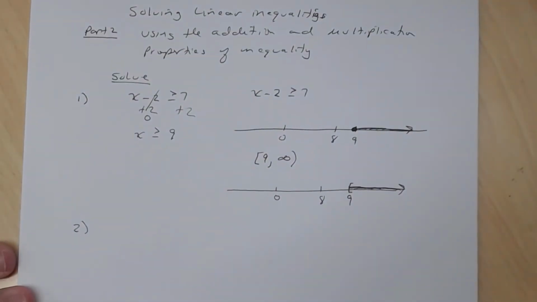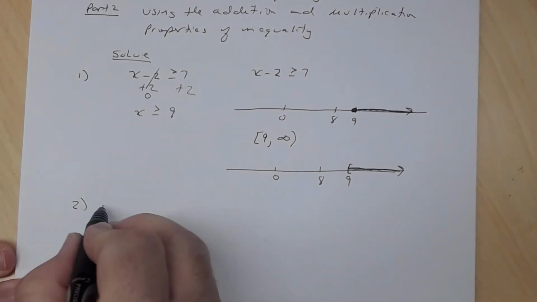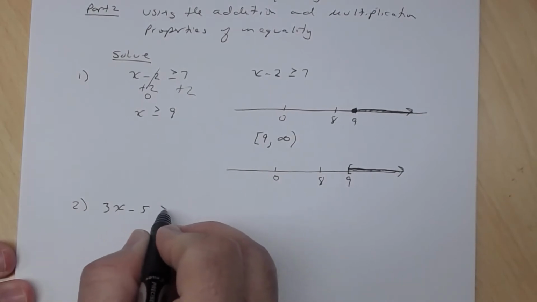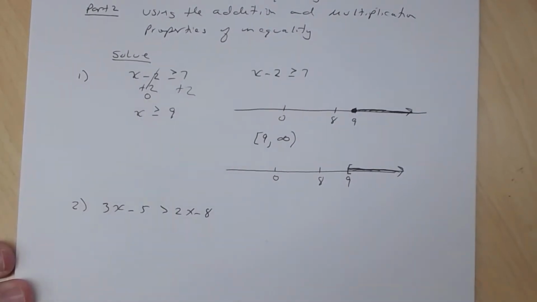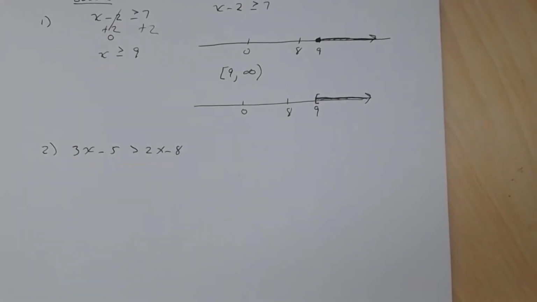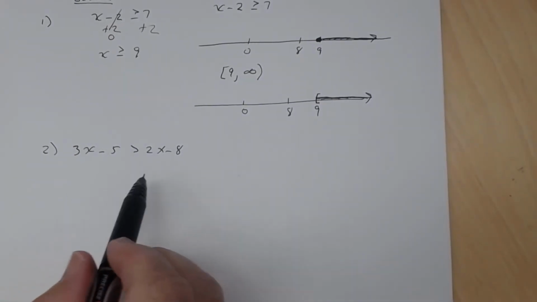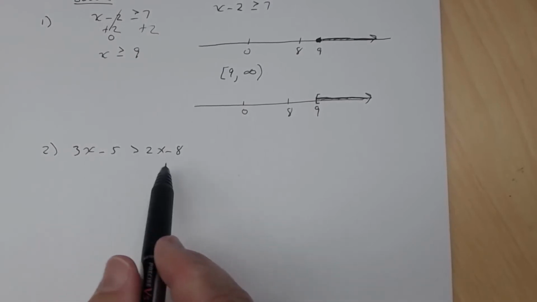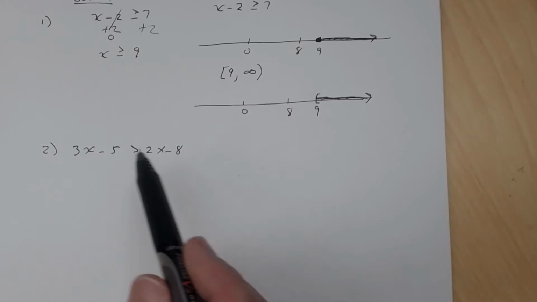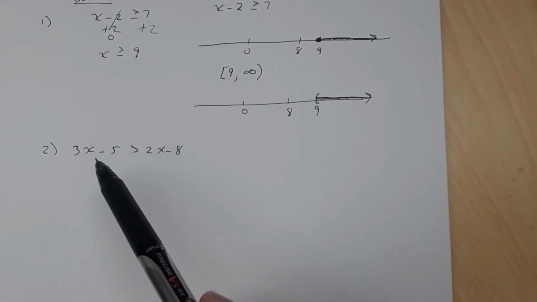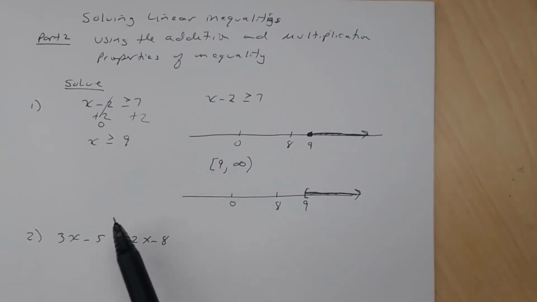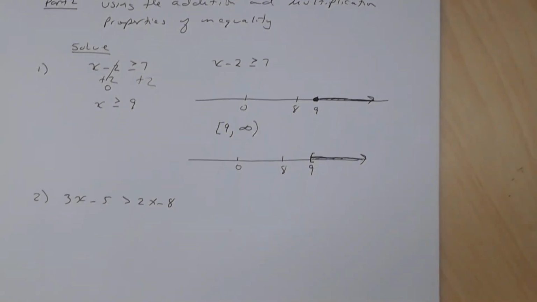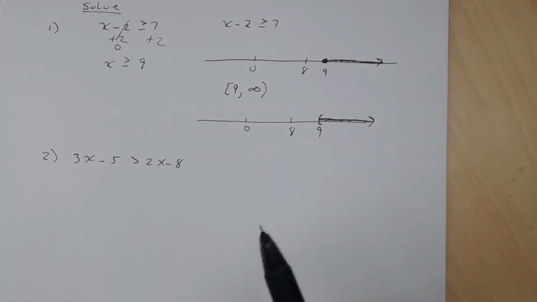Okay, number 2, suppose you had 3x minus 5 is greater than 2x minus 8. All right, so 3x minus 5 is greater than 2x minus 8. So again, you want to find the solutions to this inequality. So if this was an equation, you would use the addition property of equality, the multiplication property of equality, and so forth. I'm sorry, equality. Now we are dealing with inequality, so we're going to use the addition and multiplication properties of inequality. So it's the same way as you did the equalities.